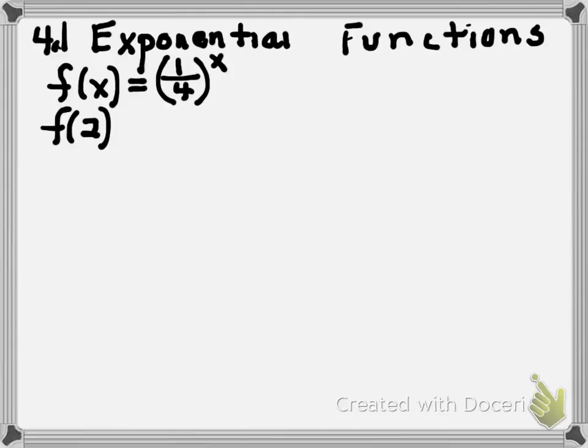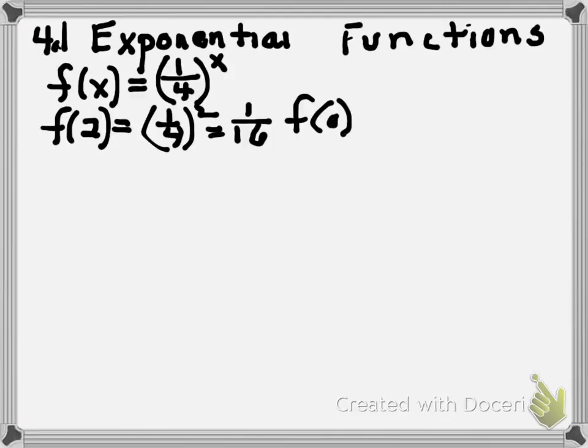So first I'm going to take f of 2. So it's taking 1/4 to the second power. 1/4 squared is 1/16. I want to take f of 0. Means that's taking 1/4 to the 0 power, which is equal to 1. Anything to the 0 power is 1.